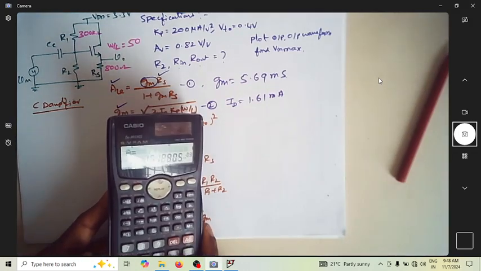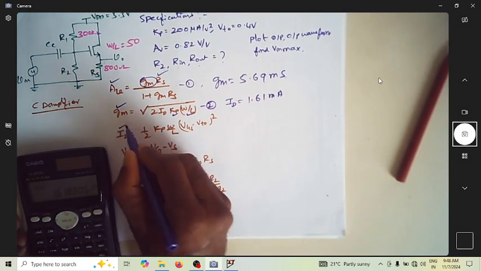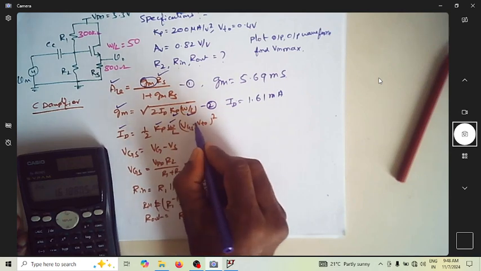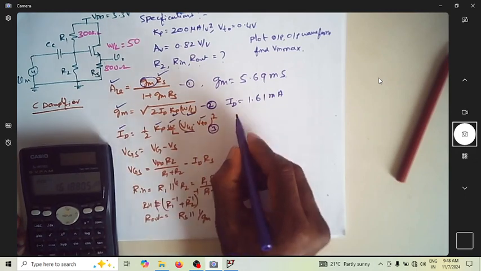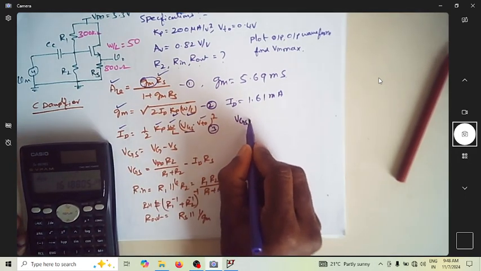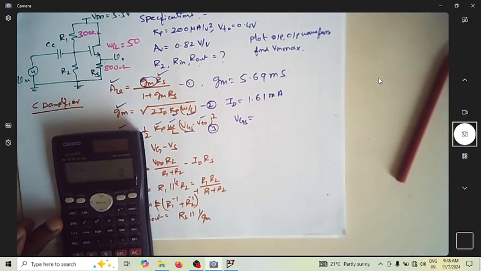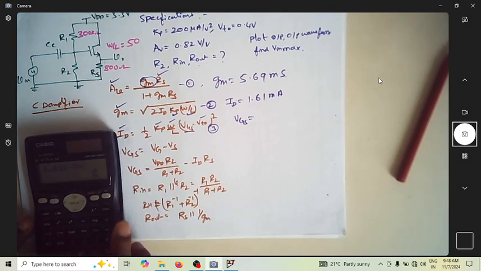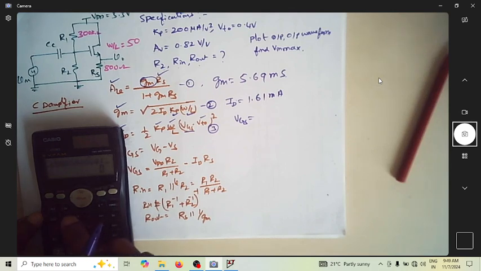So once we know the value of ID, let us use this equation. Here we know this ID, we know KP, we know W by L, we know VTO. So we want to find VGS. So let us use equation 3 to find the value of VGS. So it is 1.61 times 10 to the minus 3 equals, it is 100 times 10 to the minus 6 into 50 into (VGS minus 0.4) whole square.